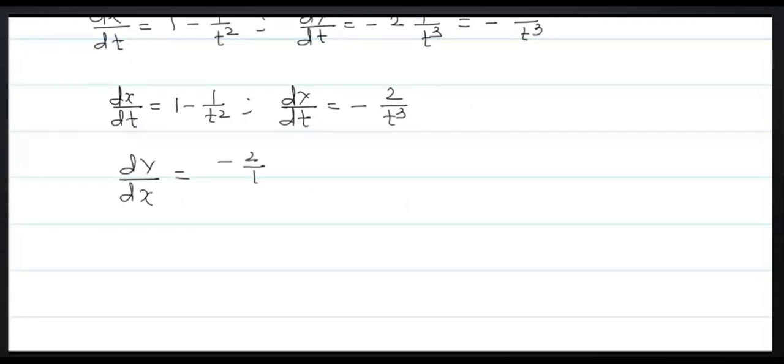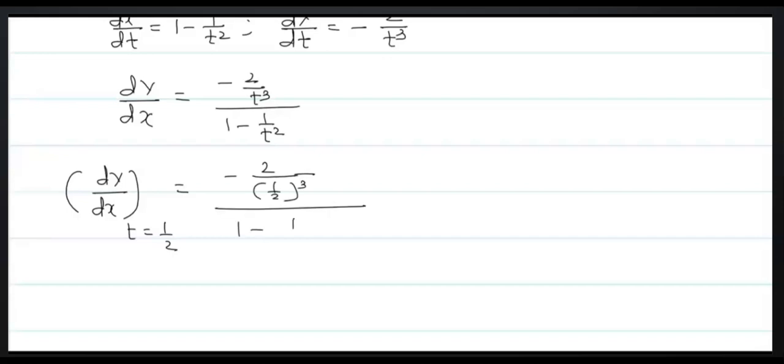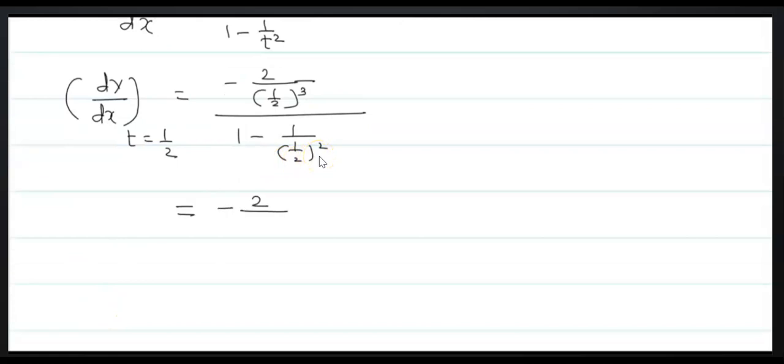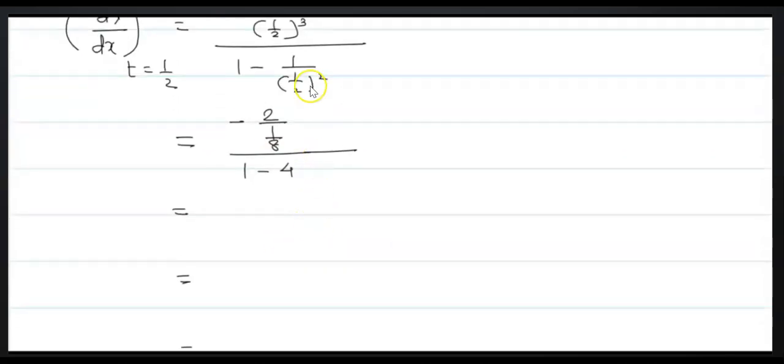dy by dx is equal to minus 2 upon t cube upon 1 minus t square, and simplify this. At t is equal to 1 upon 2, you will get minus 2 upon 1 upon 2 raised to 3, 1 minus 1 upon 2 raised to 2. Now this is minus 2 upon 8, and here is 1 minus 1 upon 4.